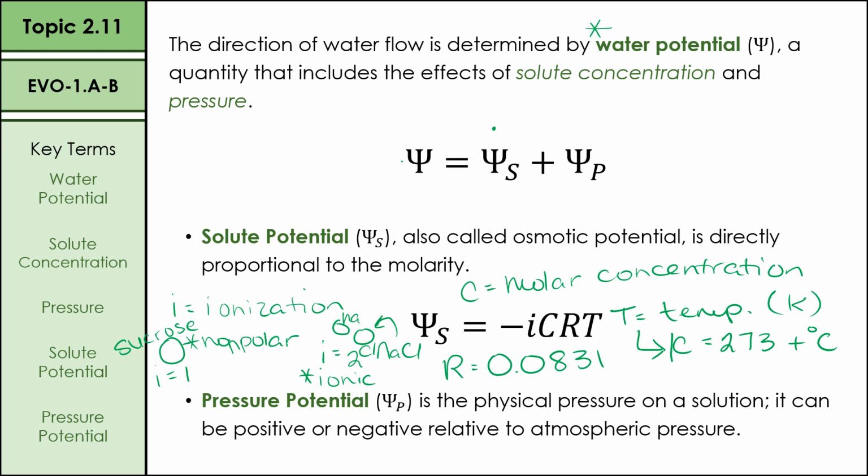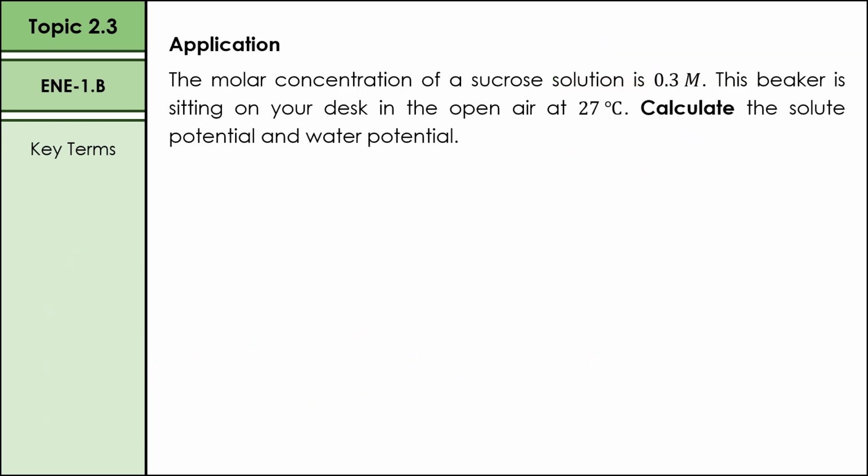Pressure potential doesn't get nearly as much love. It has to do with whether or not we have a closed or an open container. If we have an open container where there's no limit, our pressure potential is going to be 0. Any other time, the cell may exhibit some sort of pressure, but that will be given to you. So we will always be calculating either the solute potential or the water potential based on some values that are given, which leads me into our first practice problem today.